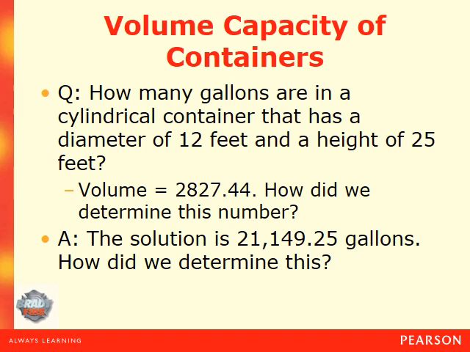So now let's look at a cylindrical container that has a diameter of 12 feet and a height of 25 feet. Volume is equal to 2,827.44. So how did they get that number? The solution is 21,149.25 gallons. So how did they determine this?